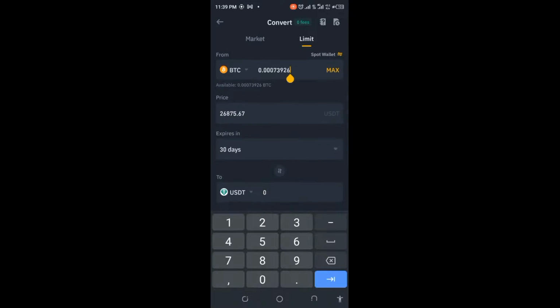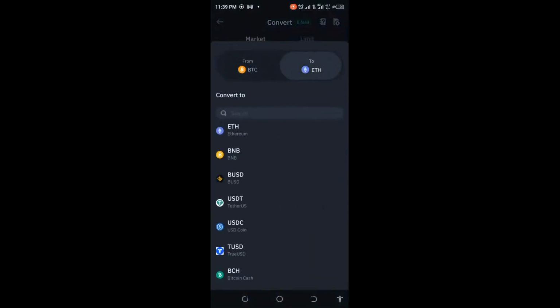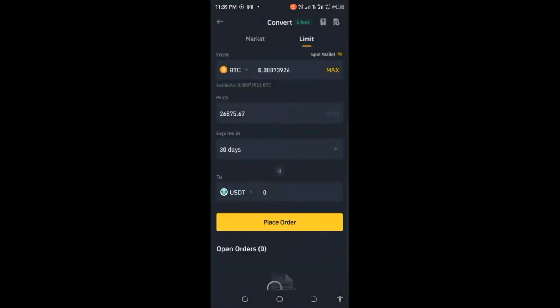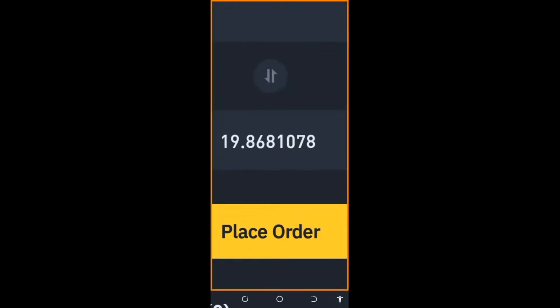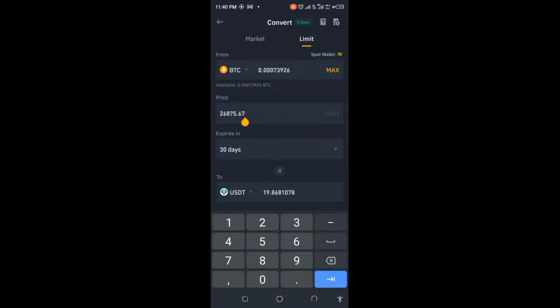Let's do it again. All right, let's click on market. This one is supposed to be USDT. Let's click on limit if it would allow us. Okay, so what we have here is at the max. Okay, so it's just giving us like our money back. 19.86. Nah, I want to make sure I have more. So is this gonna allow me to have more? I don't know. Let's go and check.